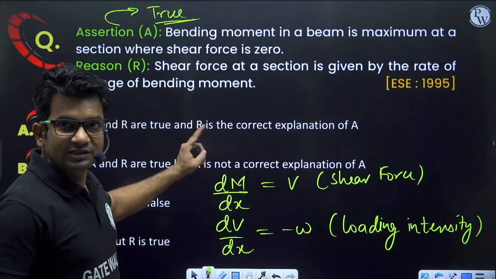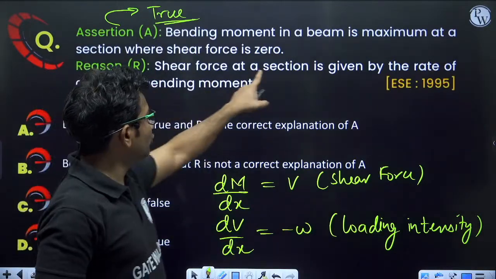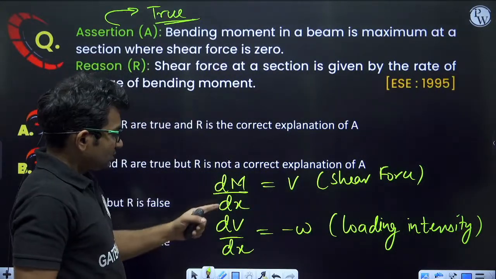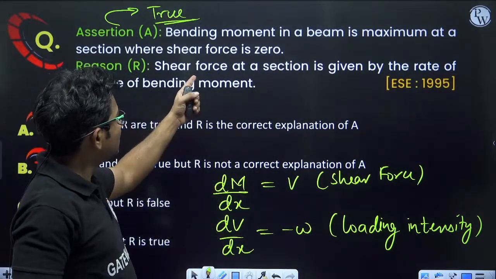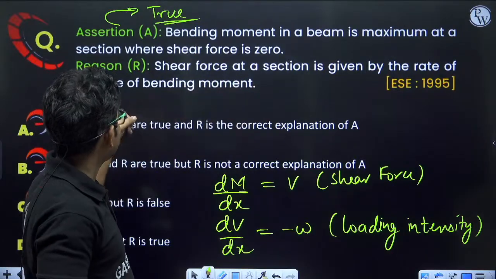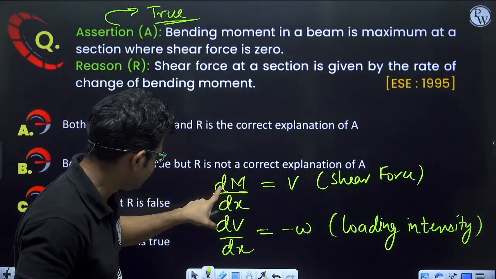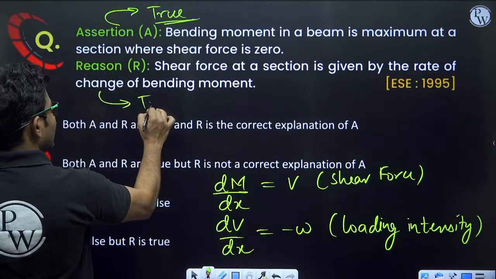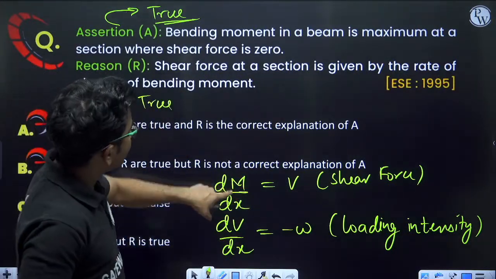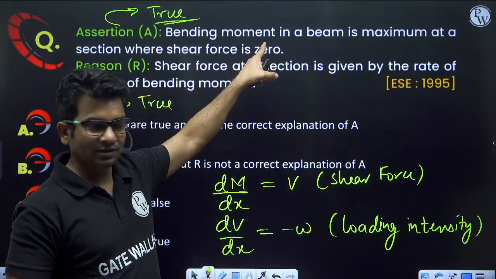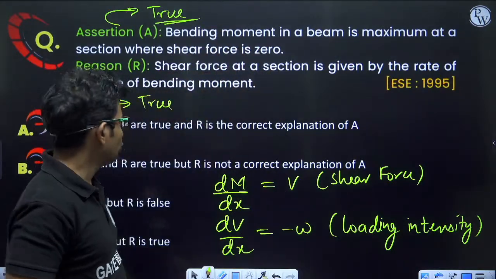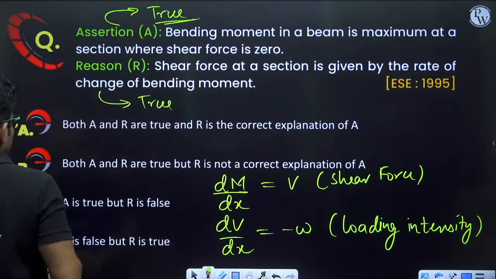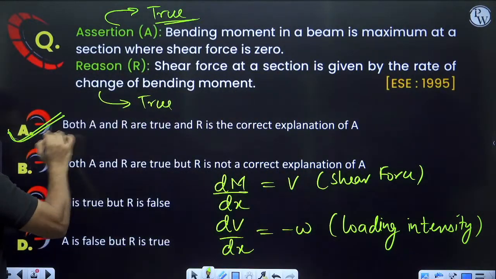Next, reason. Shear force at a section is given by the rate of change of bending moment. They are asking the opposite, no? Shear force at a section is given by rate of change of bending moment. Yes, correct, true. And this is the reason why this is happening. This is explaining it properly also. So both the statements are true, and it is the correct explanation of the assertion. So the correct answer will be option A.